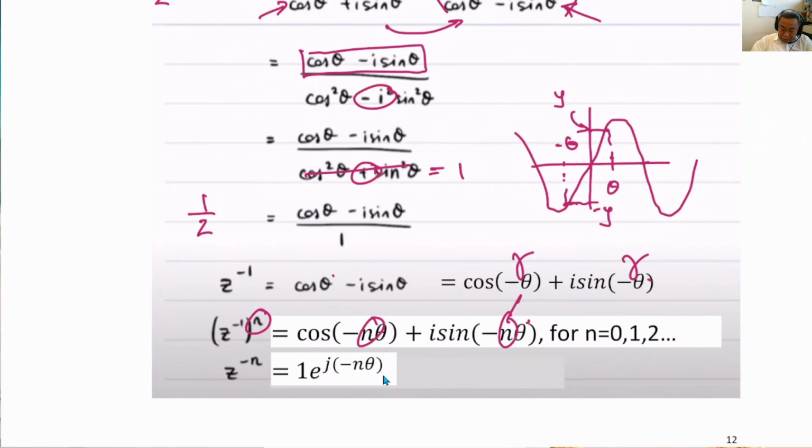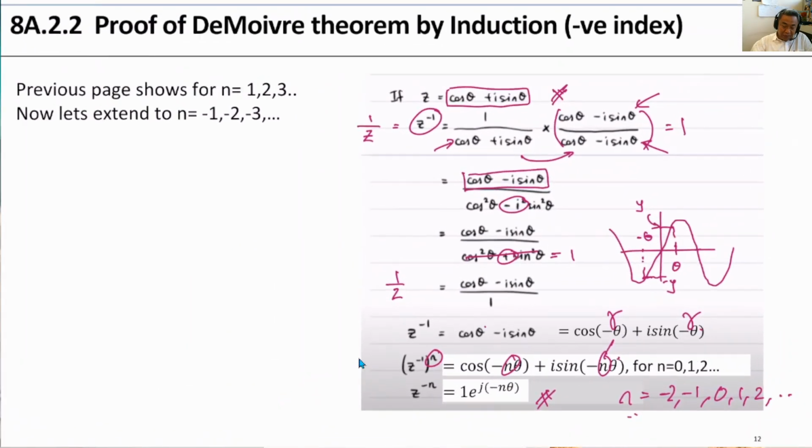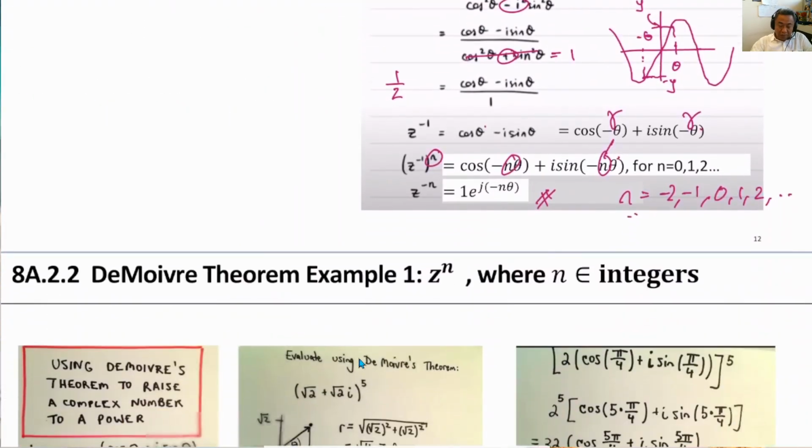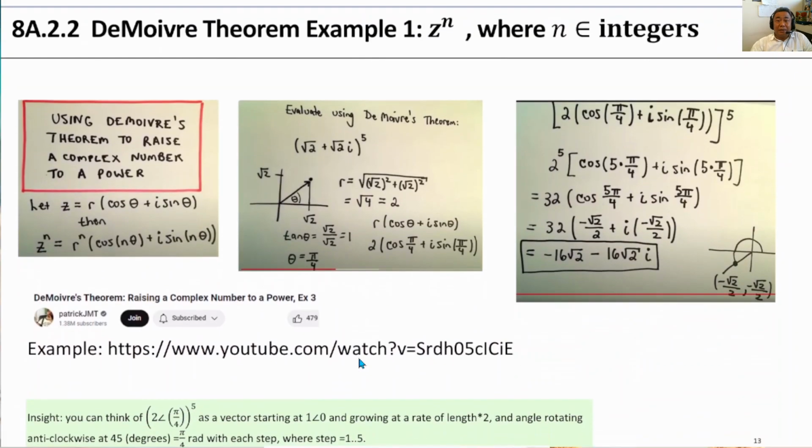So this basically shows that yes, it's true. We can now extend n not only to 0, 1, 2, we can also extend to minus 1, minus 2, and then apply De Moivre's theorem. Okay, so with that, that's it. We next will show some examples. Thank you.